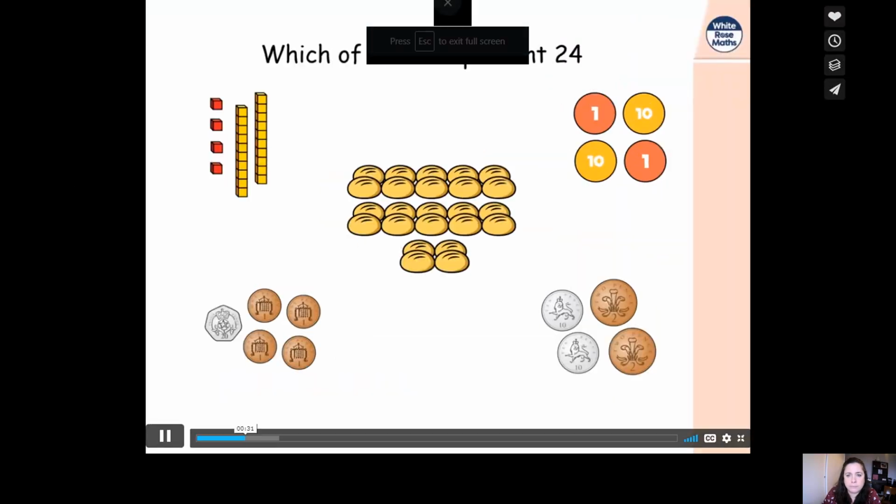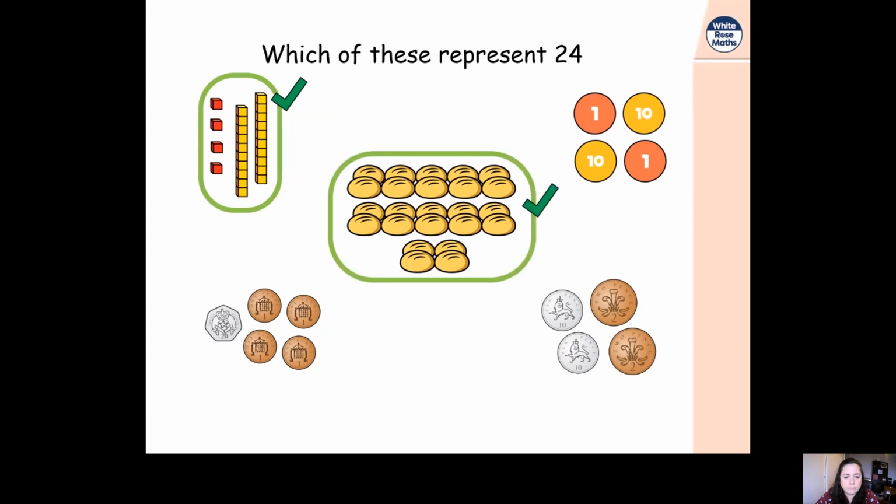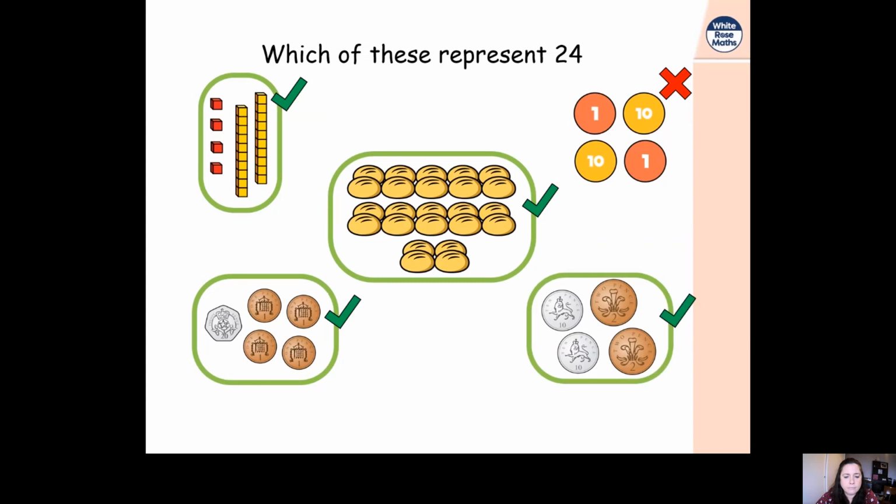How did you get on with that? In the top left, we have our base 10, 4 1s and 2 10s, which is 24. In the middle, we have 10 buns and 4 buns, which is 24. On the top right, we have 2 10s and 2 1s, which is 22, so not 24. On the bottom left, we have a 20 pence and 4 1 pences, which is 24 pence. On the bottom right, we have 2 10s, which is 20, and 2 2s, which is 4, 24.